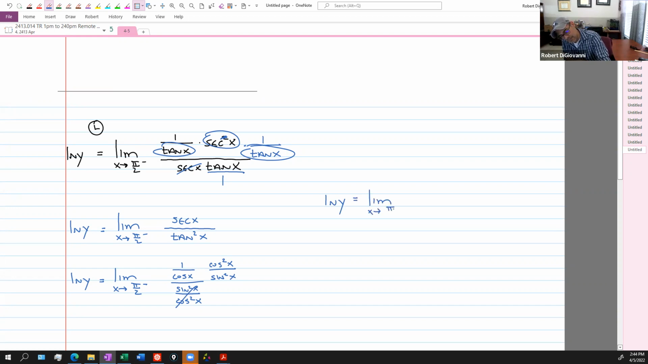Okay, what's left? One of the cosines cancels. So I just have a cosine on top, and on the bottom, I have sine squared. This is not a problem because cosine of pi over 2 is 0, but sine of pi over 2 is 1. So I just get 1 squared on the bottom. So that's just 1. So you get natural log of y is 0, sorry, and then do e on both sides. e to the 0 is 1. We get 1 a lot, don't we?